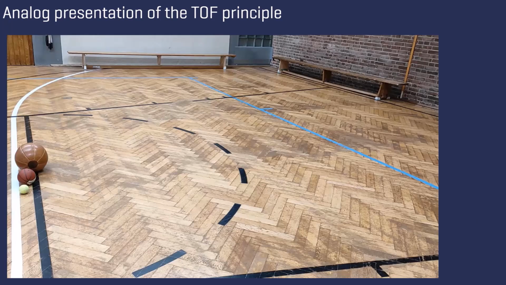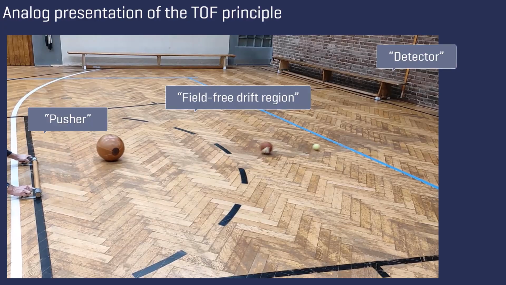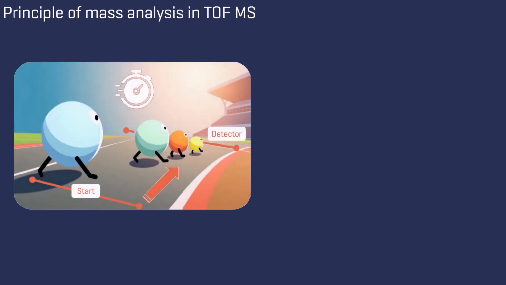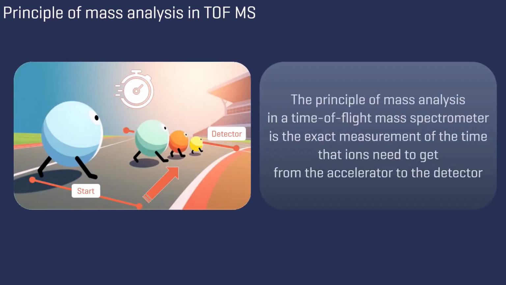This is an analog presentation of the principle of time of flight. Carefully observe the three balls of different weight. They receive the same kinetic energy, but gain different velocities, depending on their mass. In simple terms, the principle of mass analysis in a time-of-flight mass spectrometer is the exact measurement of the time that ions need to get from the accelerator to the detector.